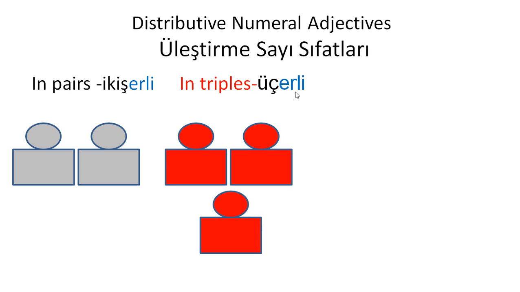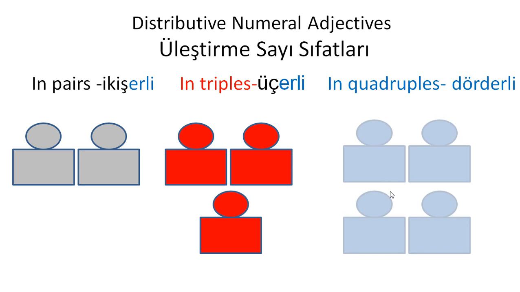Now let's see how we say in triples. Üçerli. And quadruples, dörderli. Now, as you can see here, for people, don't worry about how we can use the suffixes that come at the end of numbers and also adjective words. I will give you as clear an example as I can. I hope you will understand.